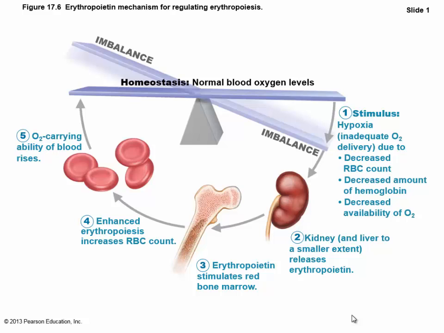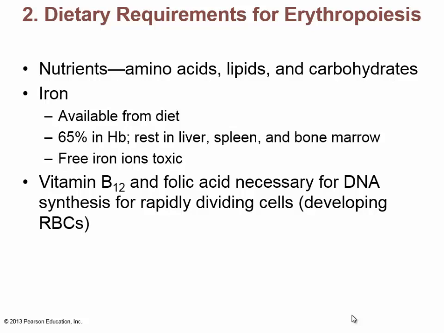Negative feedback. Something goes down, we reverse it, we bring it back up. So it's that erythropoietin that's always stimulating the making of the red blood cells. Now, other than that hormone, the other thing that is necessary for the making of red blood cells is all your dietary things. You do need lots of nutrients. You need amino acids, you need proteins, lipids, carbohydrates, all in your diet. You also need iron in your diet.